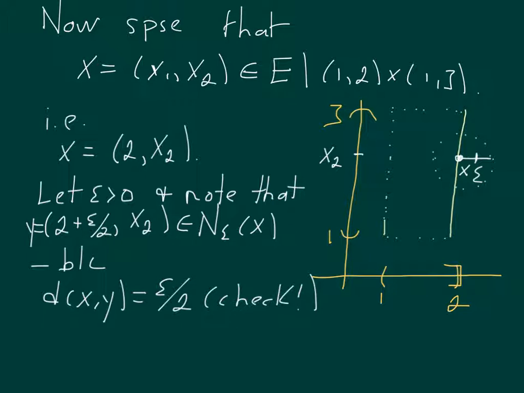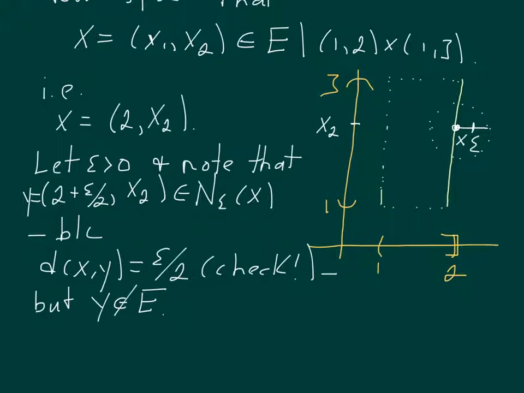So what do you do? It's 2 plus epsilon over 2 minus 2, all squared, is epsilon over 2 squared, plus x2 minus x2, all squared, is 0. So we have epsilon over 2 squared. We take the square root of that, and we end up with epsilon over 2. So you can check that. So, as we said, y is in the epsilon neighborhood about x, but because the first coordinate of y is greater than 2, we know that y doesn't belong to E. So y is not in E.